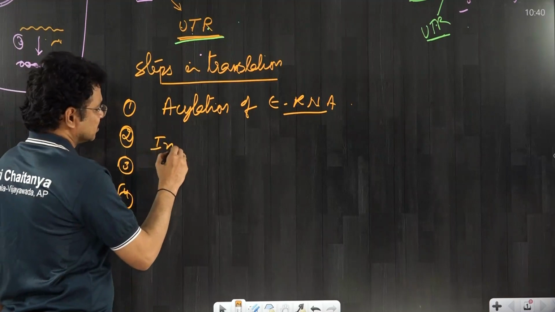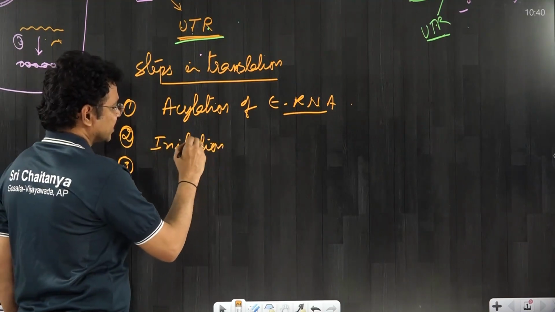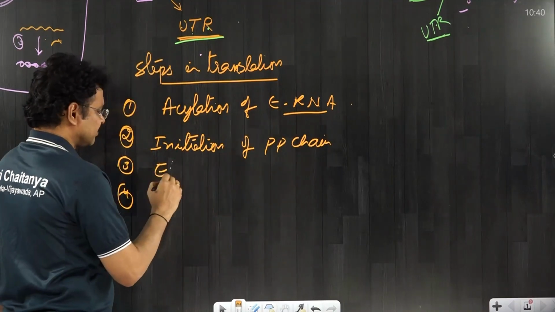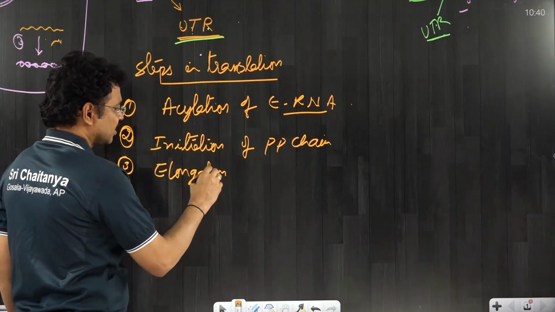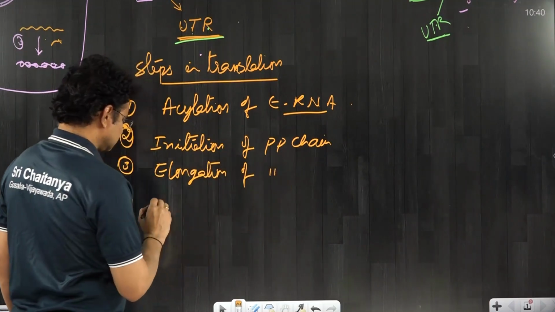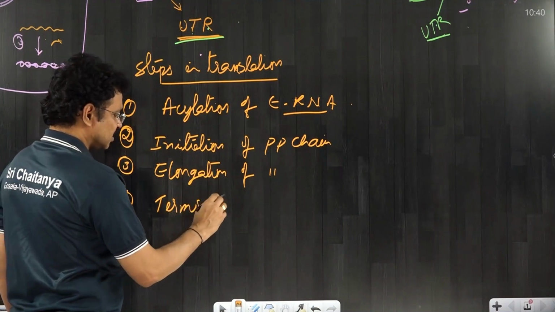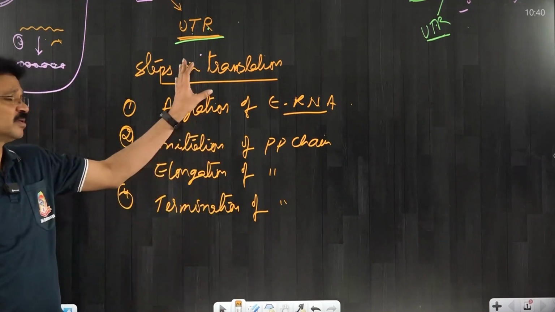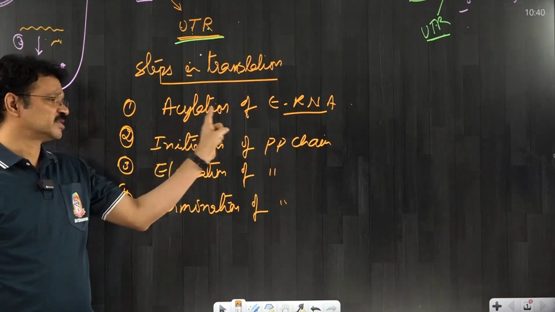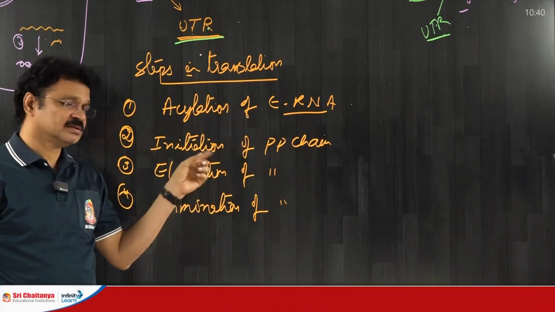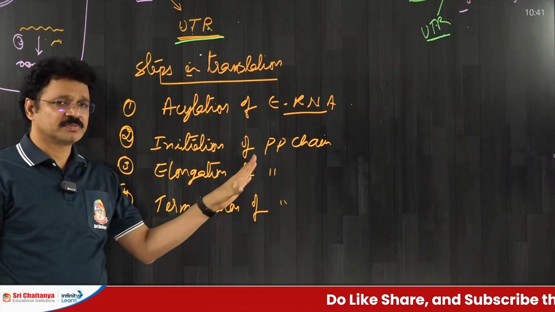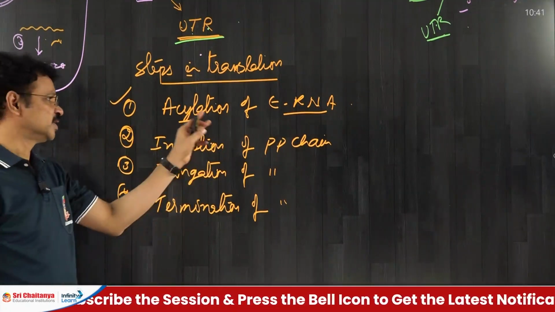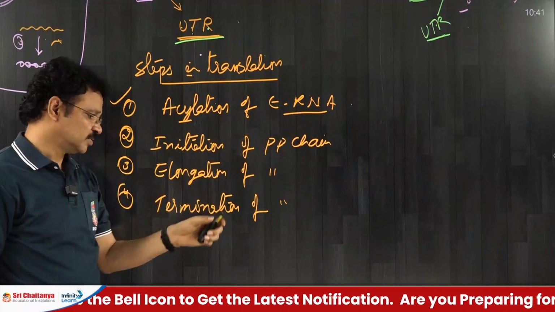Second one, initiation of the polypeptide chain, PP chain, PP being the short form of polypeptide. Third one, elongation of the polypeptide chain. Last step is releasing, nothing but termination of the polypeptide chain. These are the 4 stages of the entire translation program. First, acylation. Second, initiation of the PP chain. Third and fourth, elongation and termination of the peptide chain respectively. Stage number 1 is completed, that is the acylation phenomenon, meaning charging or attachment of an active amino acid to the tRNA.